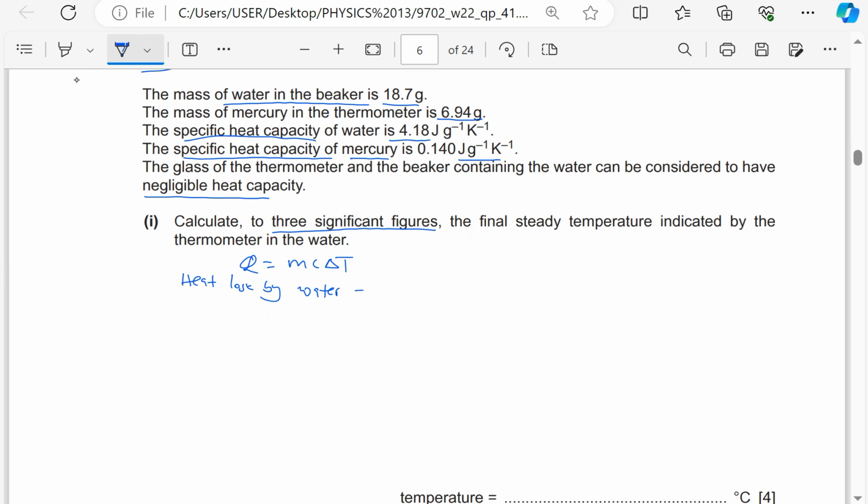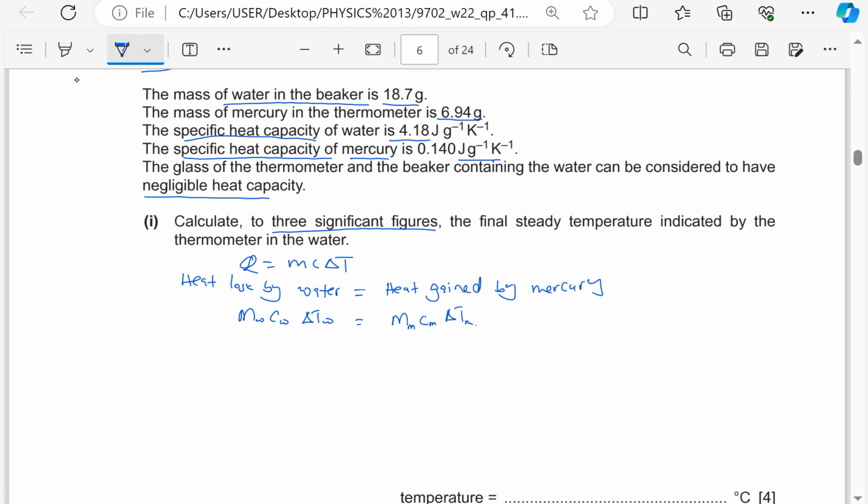The heat lost by the water should be equal to the heat gained by the mercury. So remember, at equilibrium, the water and the mercury will now be at the same temperature. So the heat lost by the water is going to be the mass of the water, specific capacity of the water, times change in the temperature of the water. And then the heat gained by the mercury should be the mass of the mercury, specific capacity of the mercury, times the change in the temperature of the mercury.